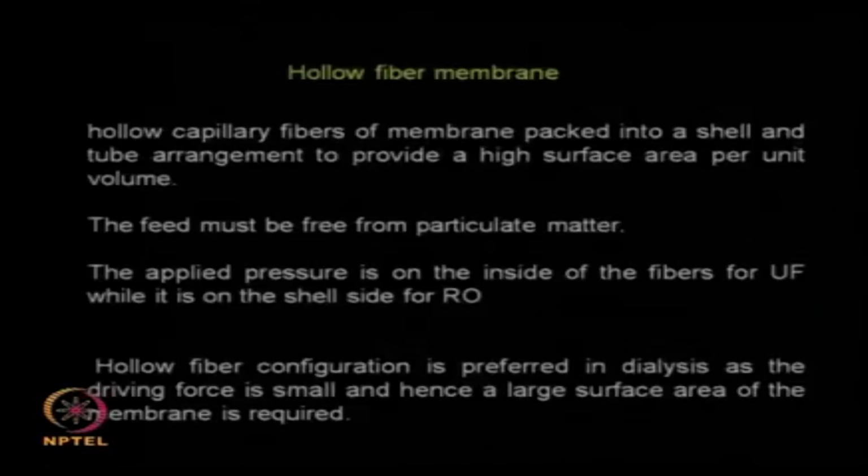Hollow fiber: we have hollow capillary fibers of membrane packed into a shell and tube arrangement. So you get a very high surface area per unit volume. Here the feed must be free from particulate matter, otherwise if there is any particulate matter, it will get stuck to the hollow fiber, do mechanical damage to the fiber, or even prevent your filtration process. So we may have a pre-filtration facility. You may have an ultrafiltration in the beginning and then go to a hollow fiber membrane.